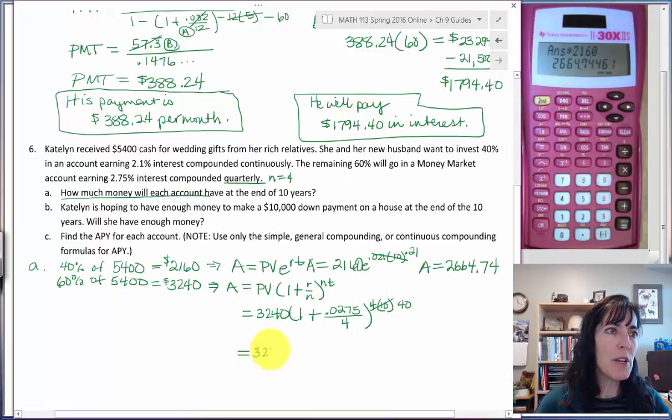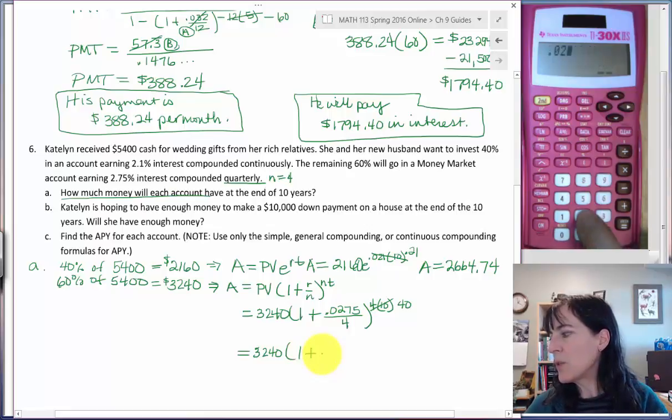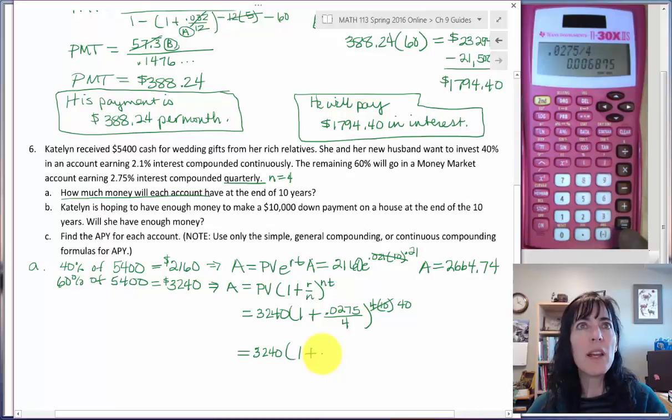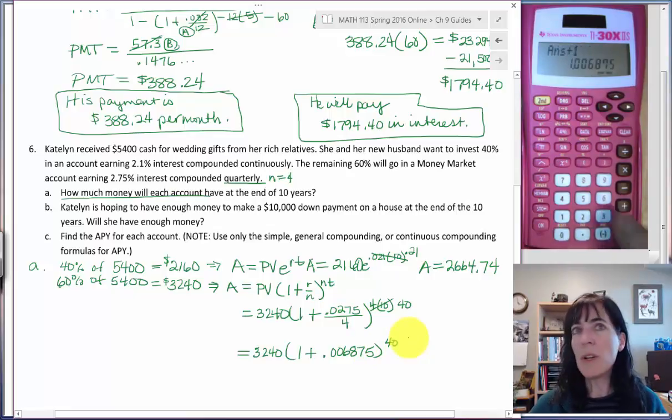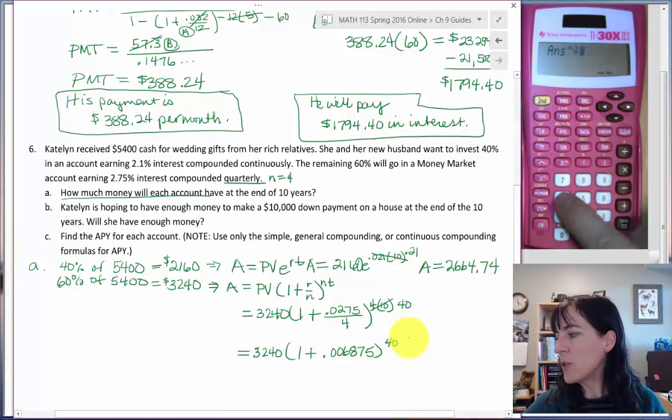So then I have 3240 times 1 plus, I have to do the 0.0275 divided by 4 equals, and I get the 0.006875 to the 40th power. So before I can do the 40th power, remember I have to add 1, and then now I can do to the 40th.